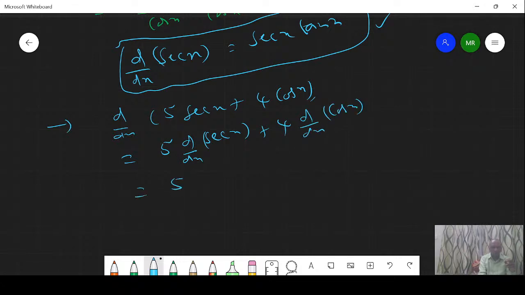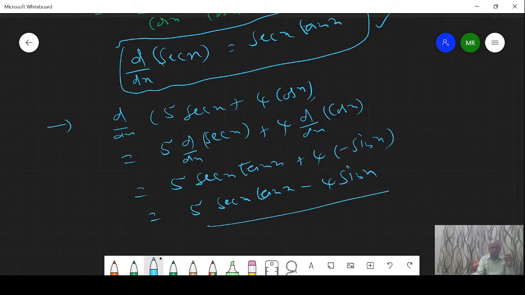This will become 5 into the derivative of secant x, which is secant x tan x, plus 4 into the derivative of cos x, which is minus sin x. The derivative of cos x is minus sin x. That means this will be 5 secant x tan x minus 4 sin x. That's all. You can find it like this. If you simplify further, you get sin x by cos square x, but it is not required. You can leave it like this. That is your answer, right?